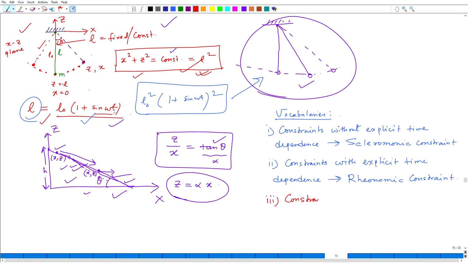So constraints in the form of equations are bilateral constraints.